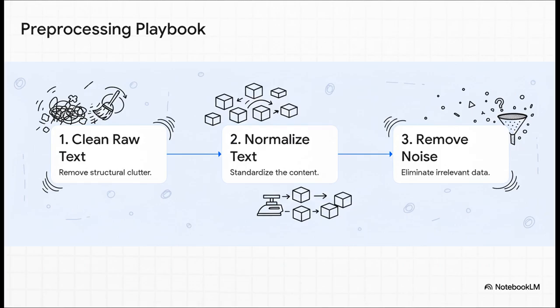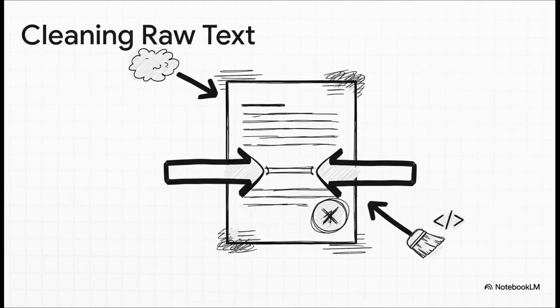Let's take a quick look at each one. Okay, so when we're cleaning the raw text, we're basically hunting for all the formatting junk. Things like headers, footers, page numbers, they're great for a human reader, but for an AI, they're just repetitive noise that adds zero semantic value. Same thing goes for a bunch of extra white space or boilerplate code like HTML tags that might have gotten scraped along with the actual content.